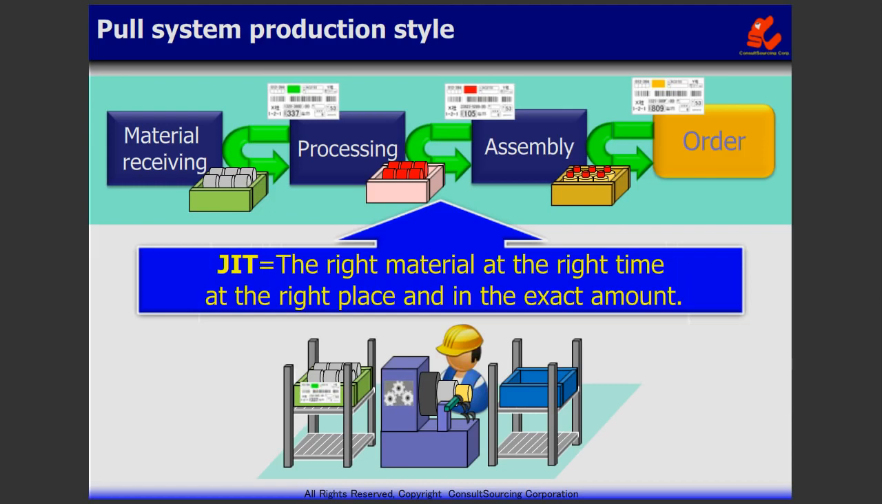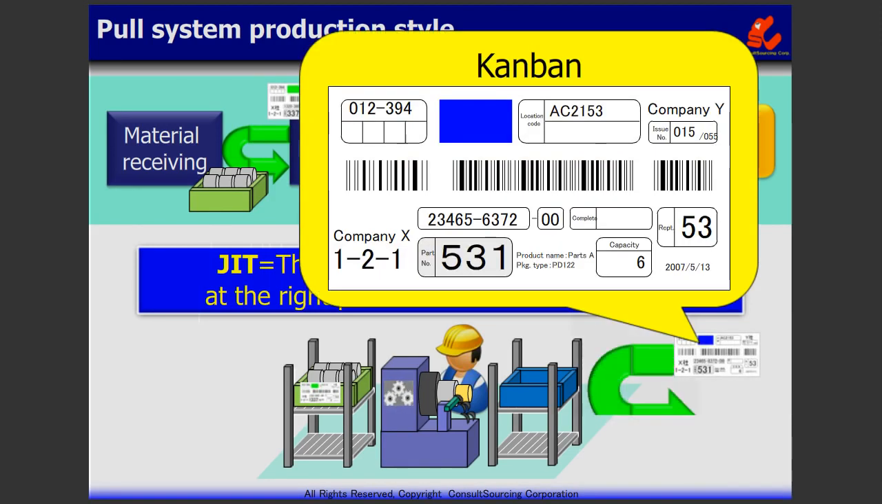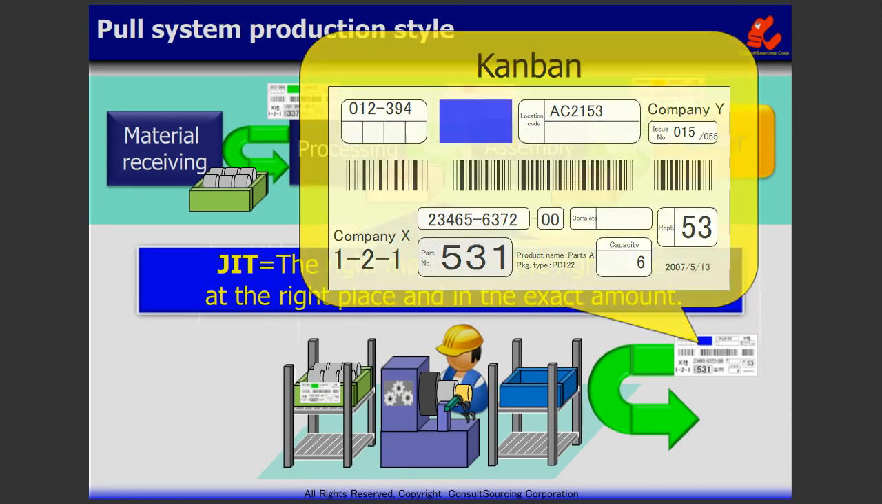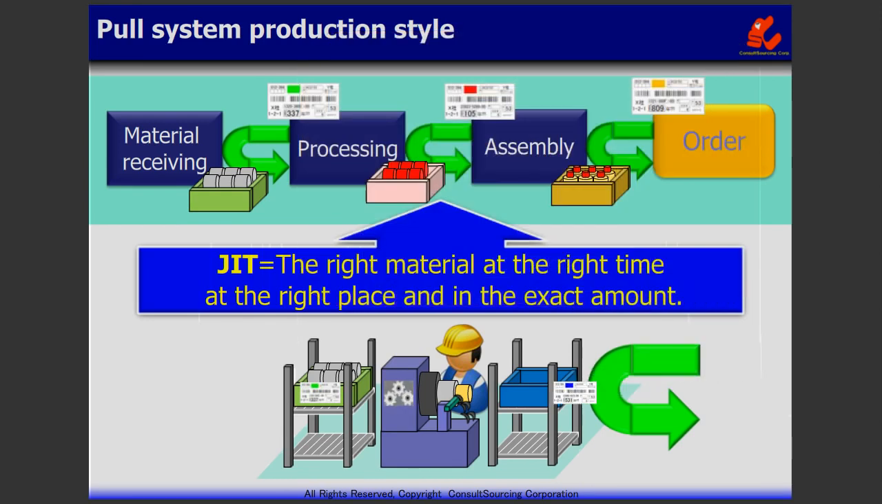In the pull system production, a tool called Kanban is used to control the production. The Kanban representing the product that has been shipped or parts used is handed from the post-process. The Kanban carries all the necessary information for production and logistics such as the part number, pickup cycle, and capacity. The Kanban provides instruction for production.